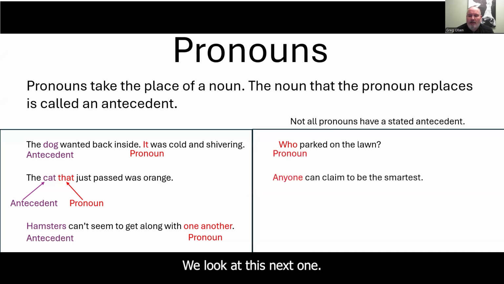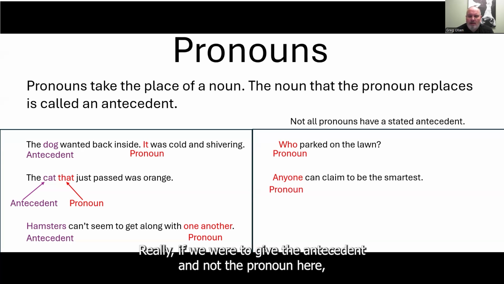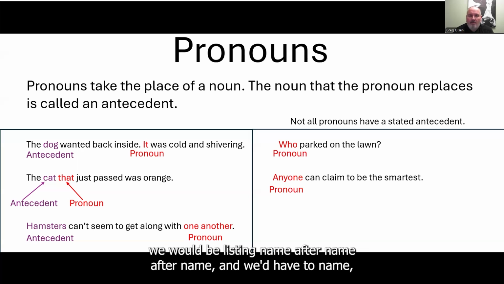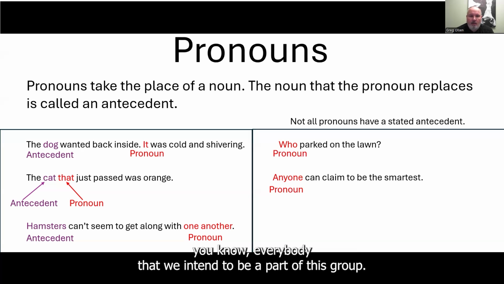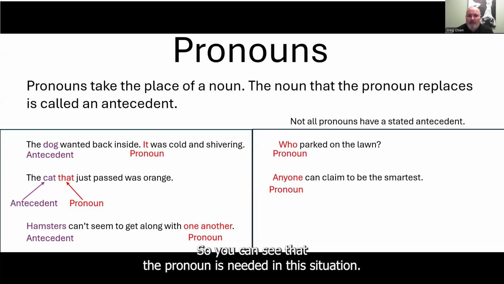We look at this next one. Anyone can claim to be the smartest. Again, we have anyone. We don't know who that is. We're just saying in general, this person. Really, if we were to give the antecedent and not the pronoun here, we would be listing name after name after name, and we'd have to name everybody that we intend to be a part of this group, which could be everyone on the planet. So you can see that the pronoun is needed in this situation. So as I said before, the subject of a sentence is either going to be a noun or it can be a pronoun.